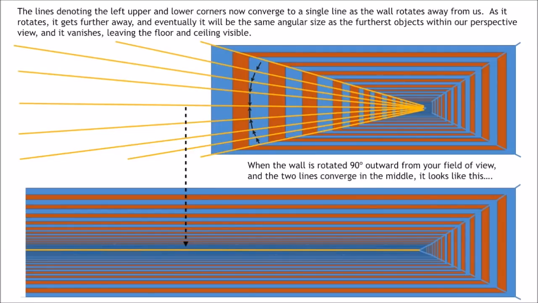So again, we're just rotating the wall more and more outward away from us, and eventually, as it rotates out, it will get so far away that it will be the same distance essentially as that vanishing point is in that original one-point perspective view where we were equidistant from the walls and ceiling.